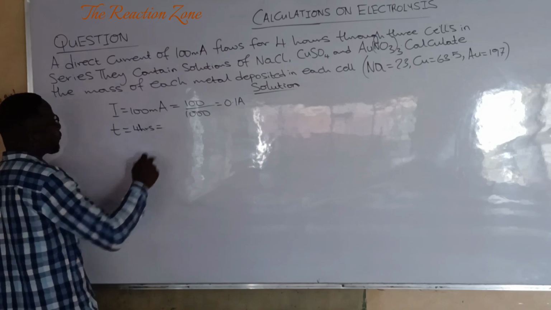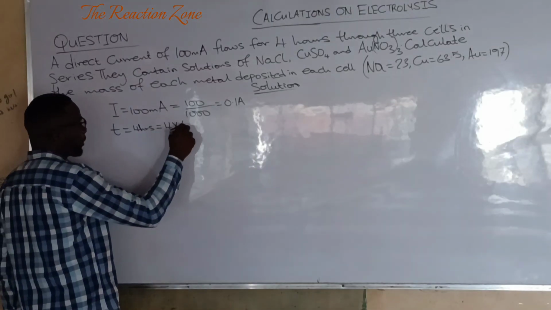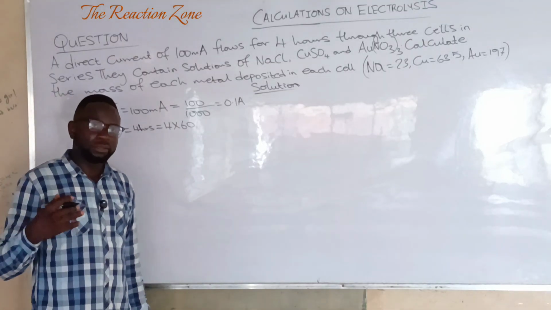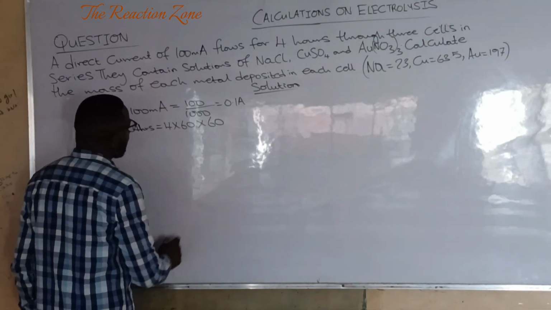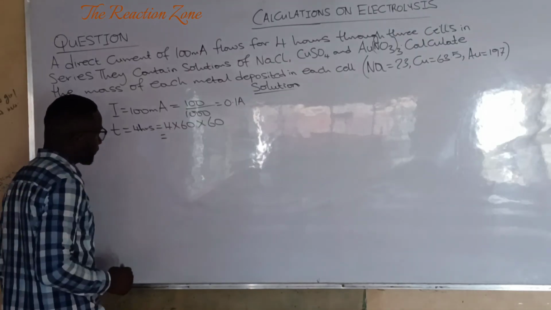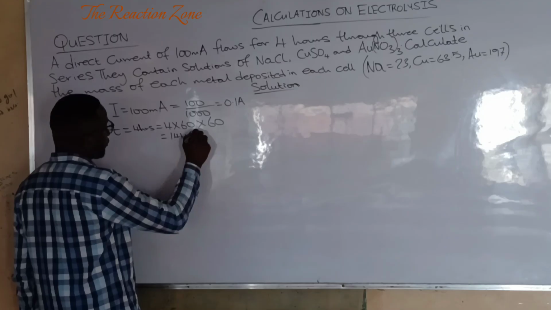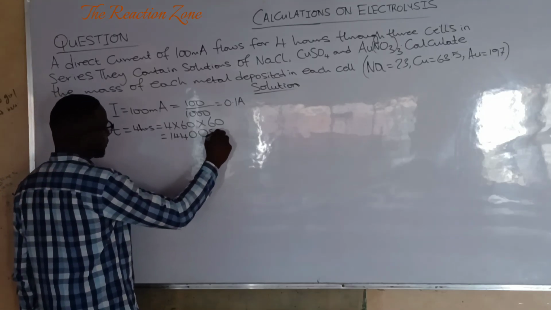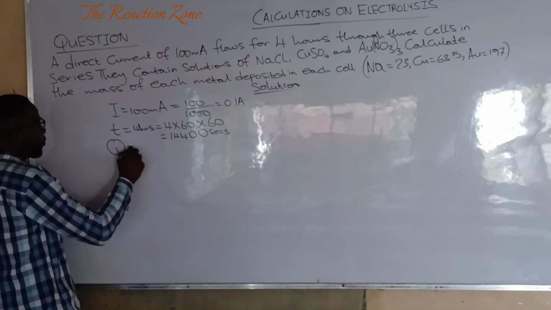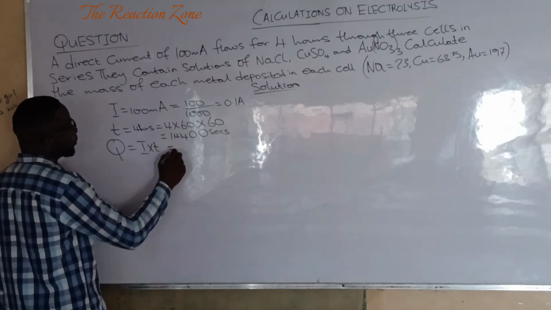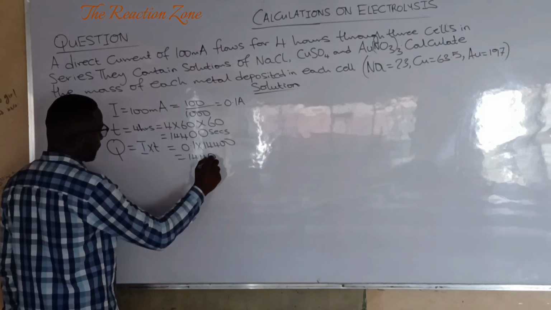Converting 4 hours to seconds, I will first of all convert it to minutes. Remember that 60 minutes make 1 hour. So converting it to minutes is going to become 4 times 60. Now, also remember that 60 seconds make 1 minute. So if I want to convert this to seconds, I have to multiply by another 60. And 4 times 60 times 60 is simply going to give me 14,400 seconds. Now, do not forget that Q is equal to the product of current and time. So this is simply going to become 0.1 times 14400, which is going to become 1440 coulombs.